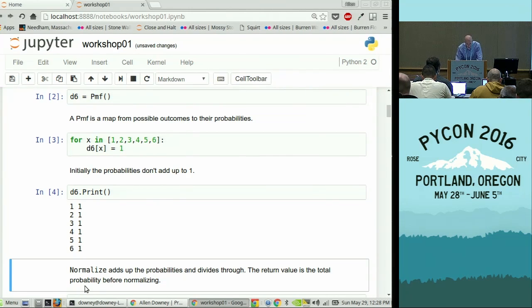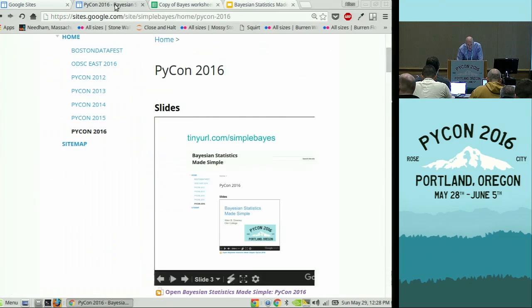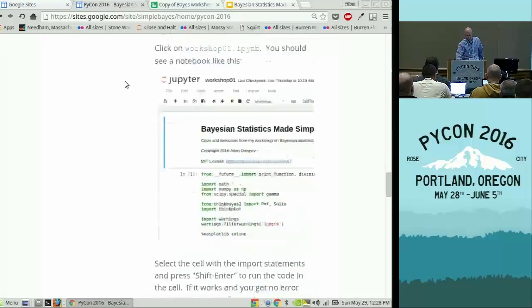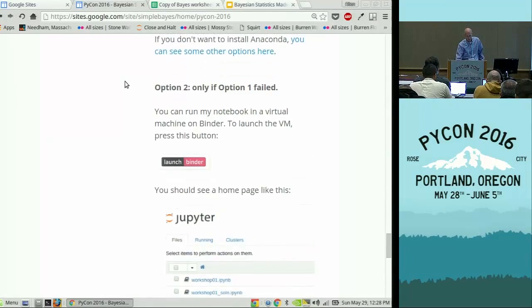Setup option number 2 is to go back to the web page, scroll all the way to the bottom, this is option 2 only if option 1 failed, and press the button. You should never press the red button.